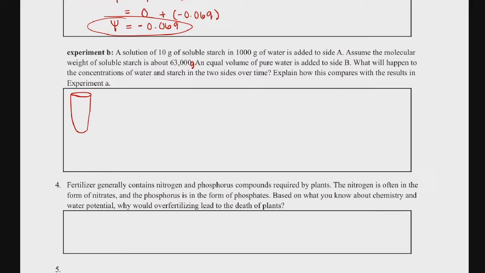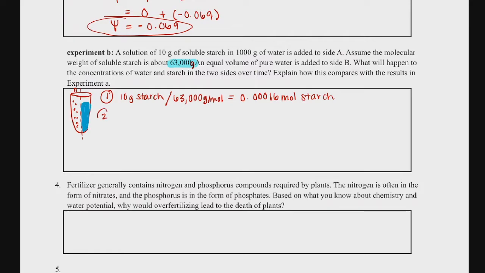So, in side A, we've got all this starch, and in side B, we have the same amount of water. Okay. So, we're going to approach this pretty similarly. We want to get the moles of starch, and we have 10 grams starch over its molecular weight of 63,000 grams per mole. This is equal to 0.00016 mole starch.